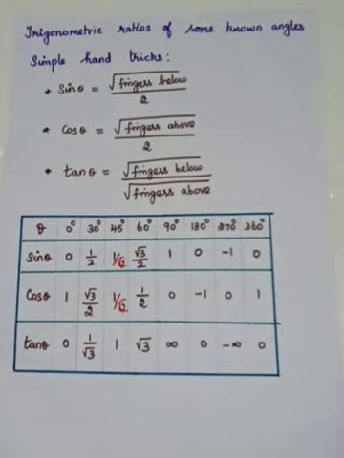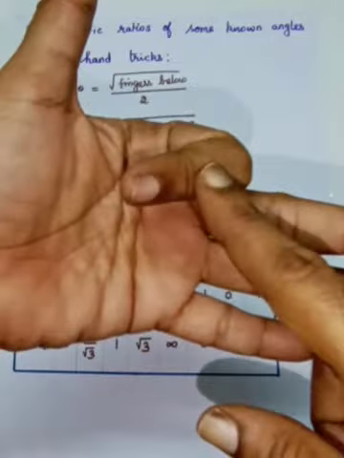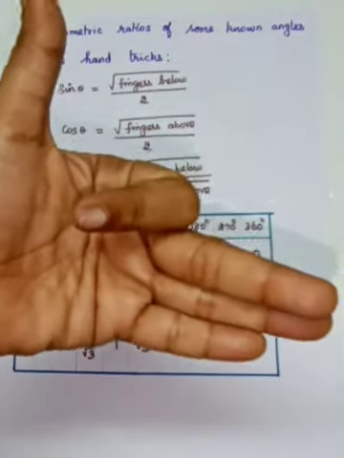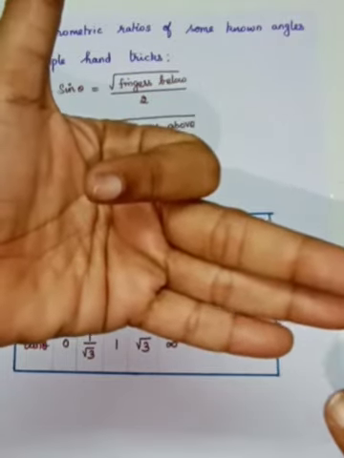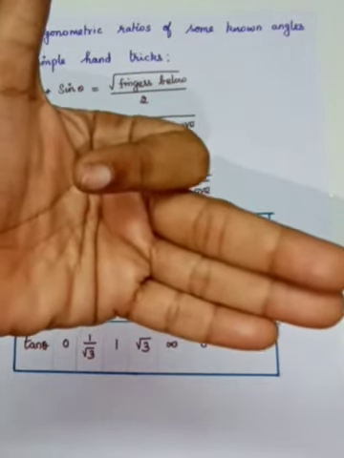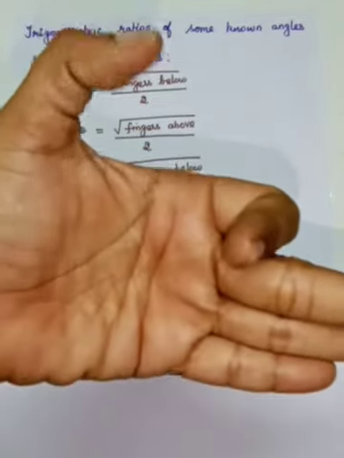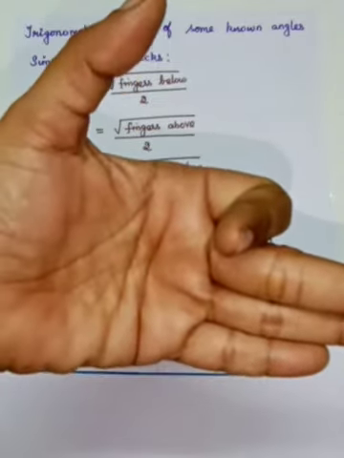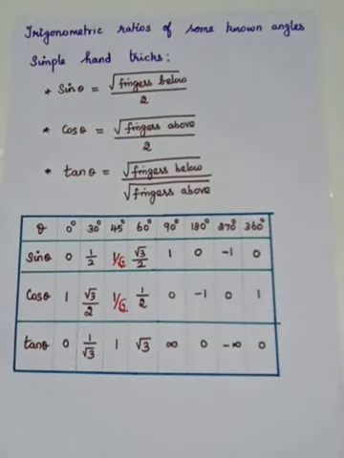And sin 60 degree. Which finger? That is the index finger, isn't it? So I just fold it. Sin 60 degree: sin means below fingers. How many are you having? 3. So square root of 3 by 2. And cos 60 degree: above, how many fingers are there? 1. Square root of 1 by 2, so that is 1 by 2. In this way you can remember the values. You need not memorize them. And come to the tan.